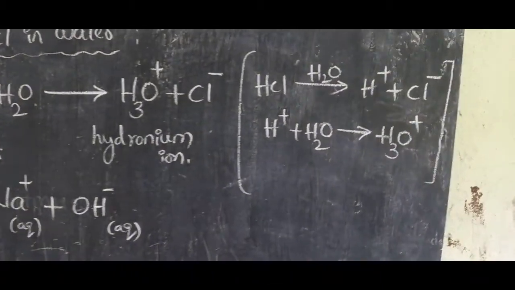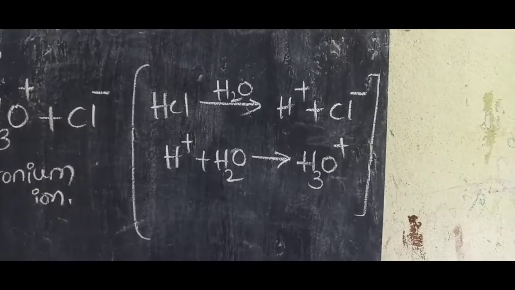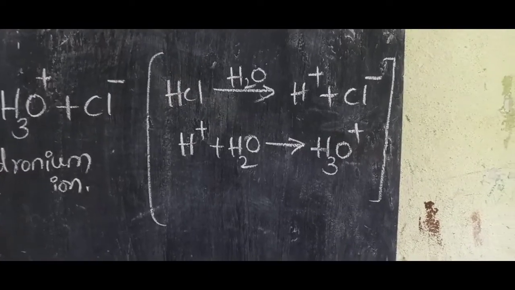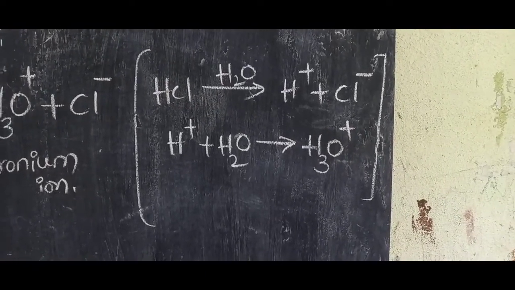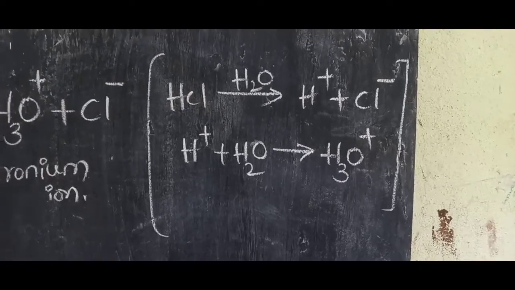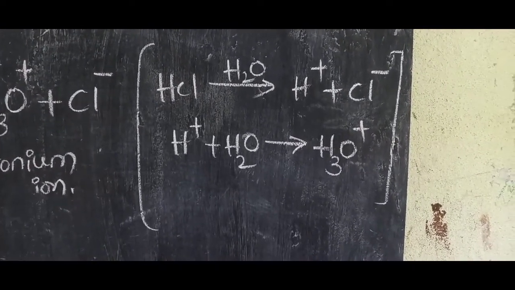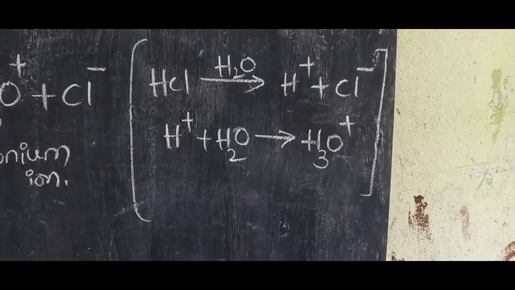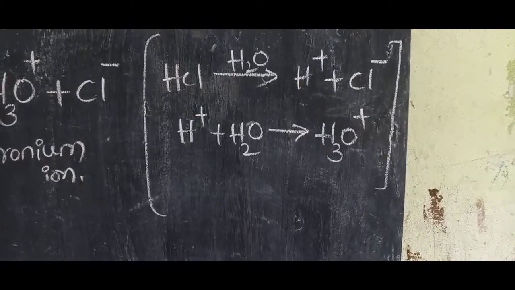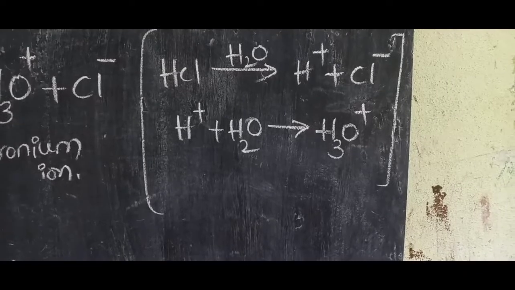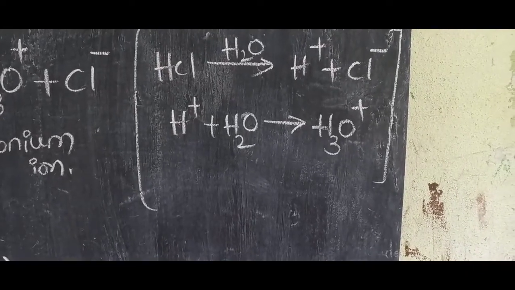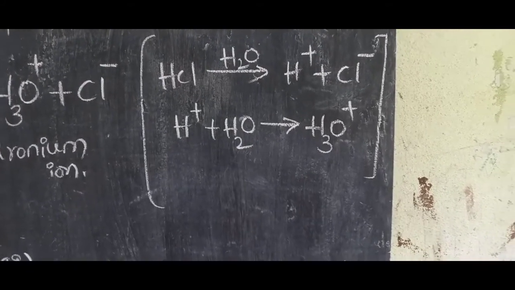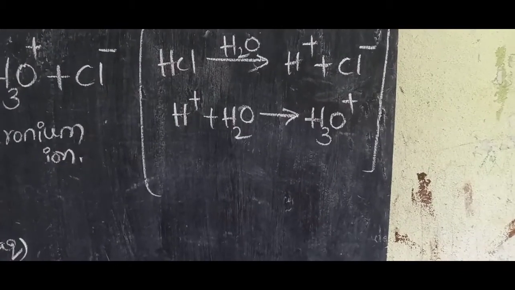First of all, HCl in the presence of H2O produces H plus ions and Cl minus ions. HCl dissociates into H plus and Cl minus. These H plus ions are immediately surrounded by water molecules and converted into H3O plus ions, because H plus ions cannot be free. They combine with water molecules. H plus combines with water molecule H2O and produces H3O plus ion. This H3O plus ion is called the hydronium ion.